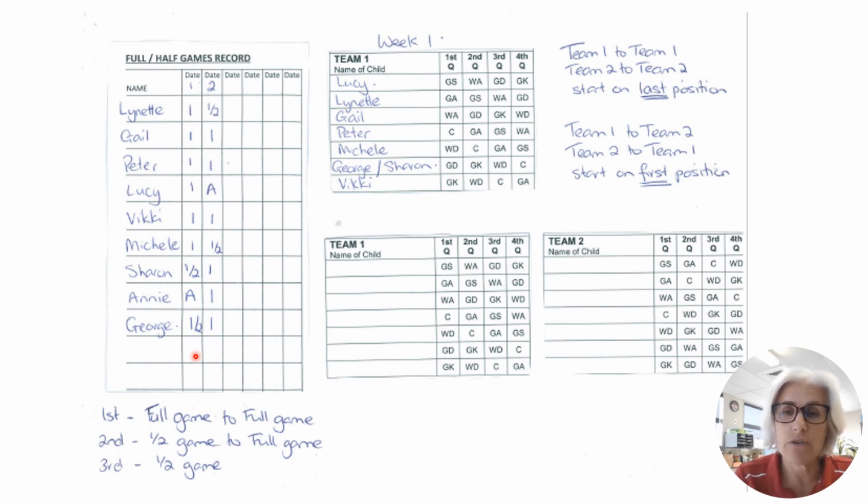You work out who's having the first full games, half games, and you put your players in their positions and where they're going to start. So Lucy here started at goal shoot and then went to wing attack, goal D and goal keep. The people having half games were George and Sharon. Basically, you write them like this. George has the first half, goal D, goal keep. Sharon comes on at half time, wing D, centre.